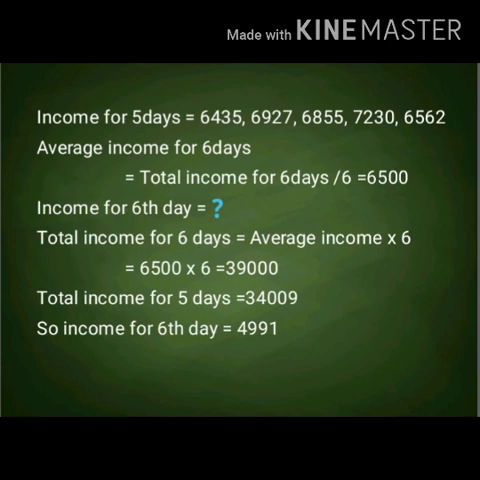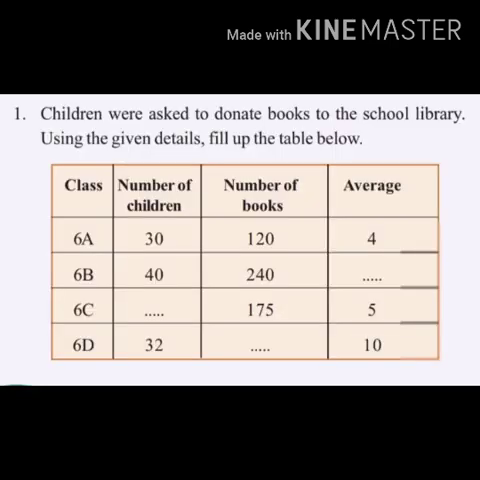Then for the income on the 6th day we just subtract the numbers: 39,000 minus 34,009, then we will get 4,991. In the case of 6B, we want to find the average. Then we just divide 260 by 40, and we will get the average.